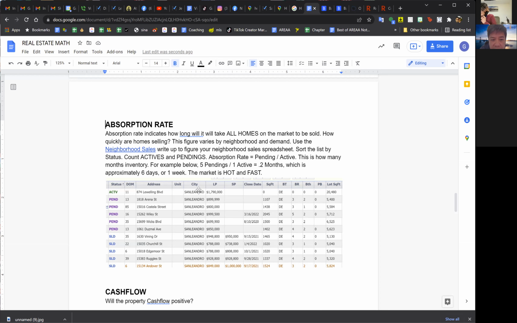Except this 1 active is kind of an unusual property because the price range is outside of the typical neighborhood price and also much larger than the typical neighborhood size. Okay, this is 20,000 square feet. Okay, so I could exclude this property because it's not your typical. All right, but let's just say it's a normal property here. So we've got 1, 2, 3, 4, 5. 5 divided by 1. So 5 divided by 1 is equal to 0.2 months of inventory.